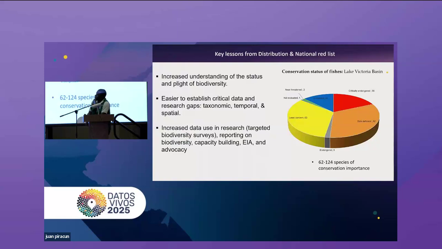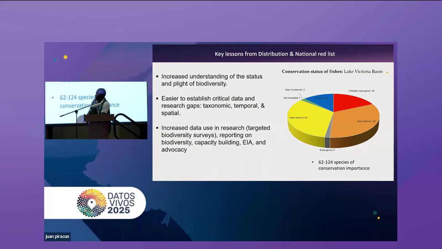So what are the key lessons that we pick? Of course, we learn a lot through this work, but the most important lessons are the ones I'm going to highlight. One is that when you aggregate this data and try to derive decision support tools, you get more understanding of the status of freshwater biodiversity at any scale and the plight that it is facing. And then it is also easier for us to identify or establish critical data gaps that should be explored. And these can be taxonomic, temporal, and spatial.